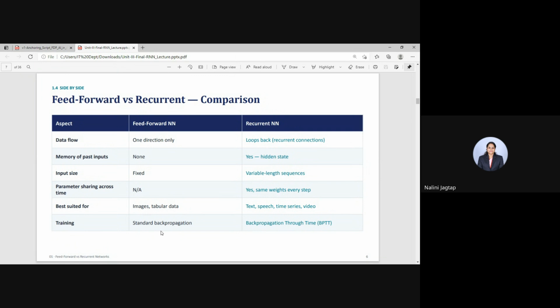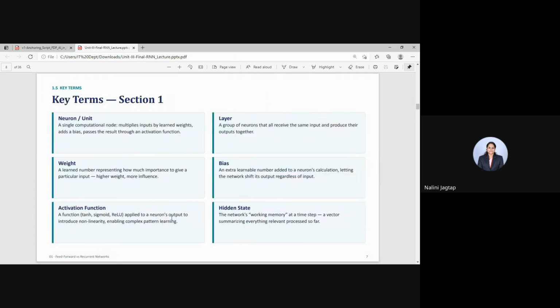So let's move ahead. First, we'll see the key terms. We have a few terms which we have used till now. The neuron is a unit, a single computational node which multiplies the input by learned weights, adds bias, and passes the result through the activation function. We have already seen this. Then there is a layer. A layer is a group of neurons that all receive the same input and produce their output together. Then we have the weight, a learned number representing how much importance to give a particular input. So the higher the weight, the more the influence.